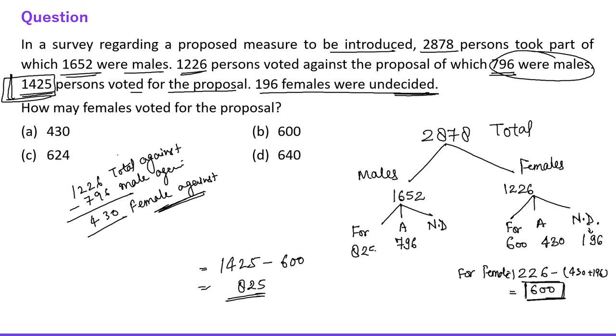825 males were for the bill, right? Okay. And just add these two numbers and subtract it from 1652, you will get how many males were not decided, right? Just assume, for example, this is 1625, and then 27 and 31. So 31 males were undecided, right?